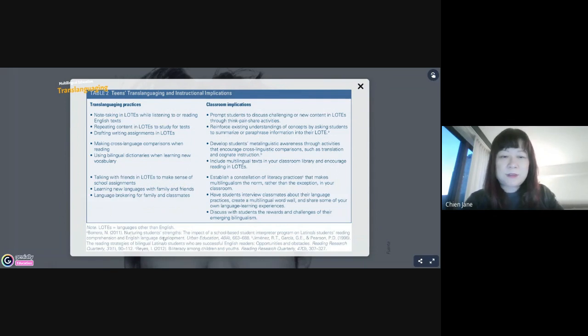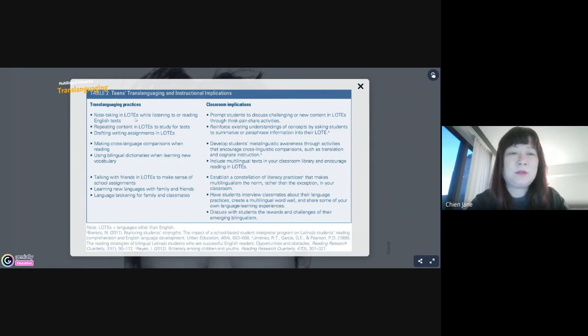Right here, this is 2011, Nurturing Student Strengths: the impact of a school-based student interpreter program on Latino students' reading comprehension and English language development; reading strategies of bilingual Latino students who are successful English readers, opportunities and obstacles, from the Reading Research Quarterly; and biliteracy among children and youth, Reading Research Quarterly. These are heavily based on research. So here are several translanguaging practices.